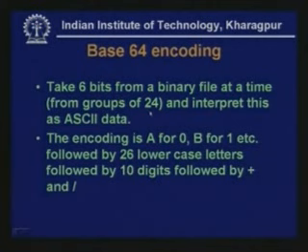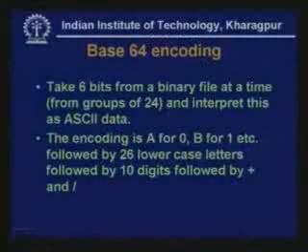So, you take the first 3 bytes and make 4 6-bit sequences from this. 3 into 8 is 24, 4 into 6 is 24. So, from 3 bytes you can get 4 groups of 6. You interpret each 6-bit binary string as a binary number, and then depending on that number you encode it into a textual form. 6 bits will give you 2 to the power 6, which is 64 different numbers, 0 to 63, and the encoding is the following.